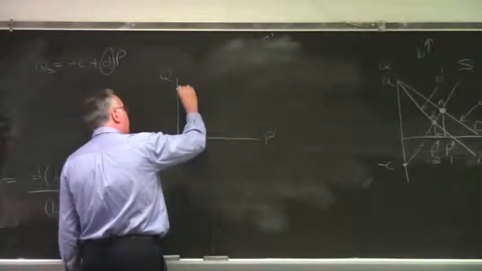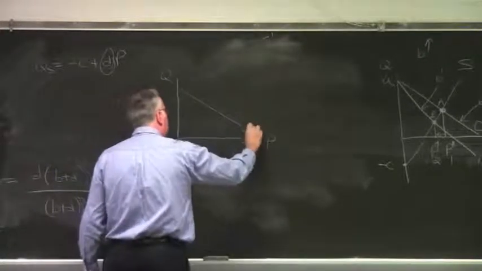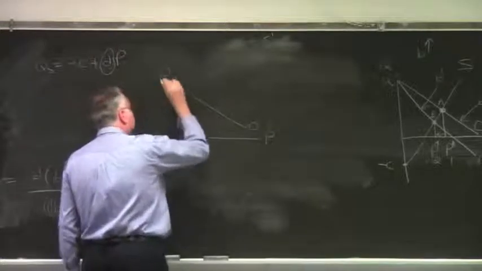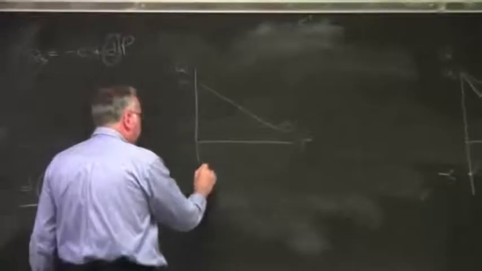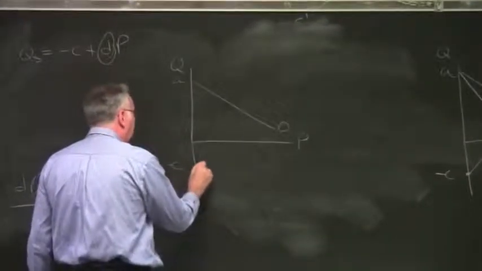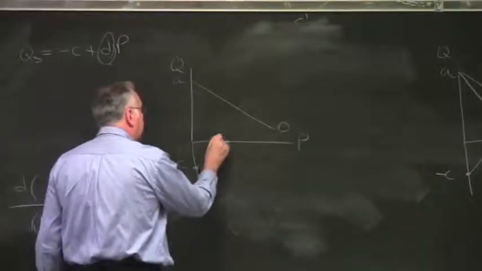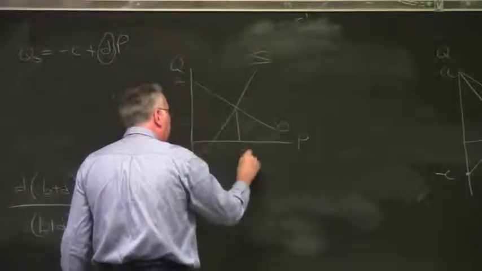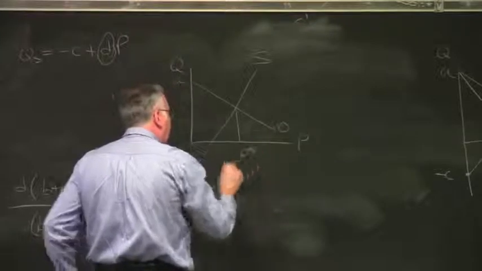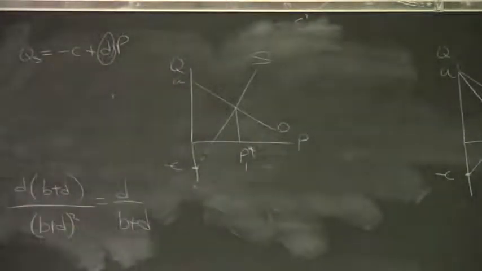Right, so I'll draw my original demand, that has a vertical intercept of A, a slope of minus B. I'll draw my original supply. It looks like this. And here's our original equilibrium price. We'll call it P1 star. Okay, so that's our original situation.